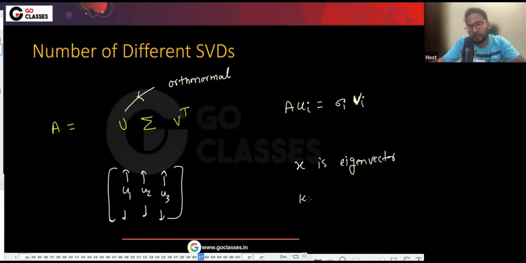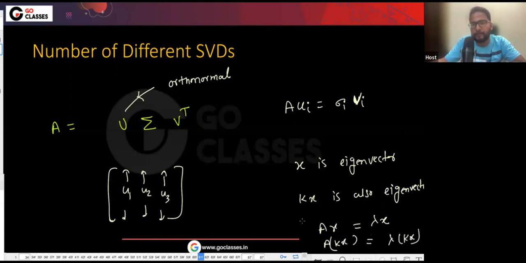then Kx is also an eigenvector. Do you remember this? That if X is an eigenvector, then Kx is also an eigenvector, right? It is very easy to prove. Ax equals lambda x. You can multiply K on both sides, right? Now these are the eigenvectors of A transpose.